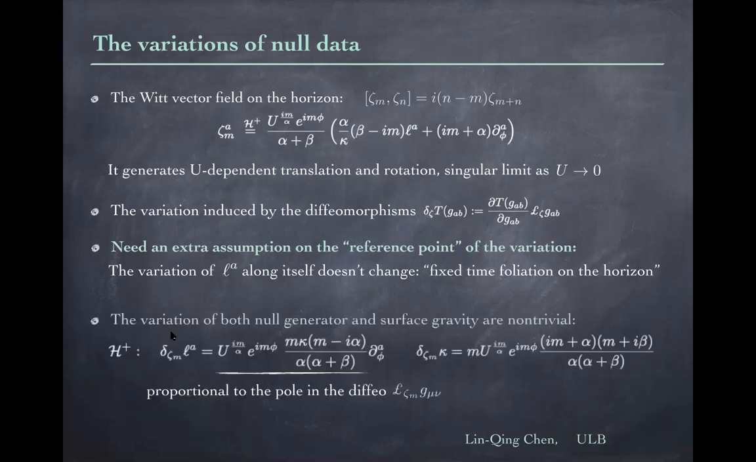So then we can see that the variations of both the null generator and the surface gravity are non-trivial. And interestingly, as was originally shown in the paper by Strominger, Haco, Perry and Hawking, it is the pole in the diffeomorphism when you take the limit towards the bifurcation surface, and this pole is responsible for the existence of the central charge. And so this coefficient is exactly proportional to this pole of the diffeo, as the field space variation of the null generator.